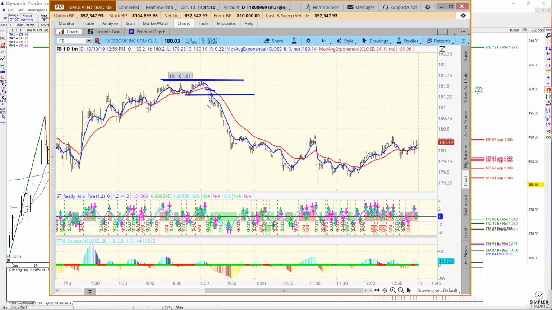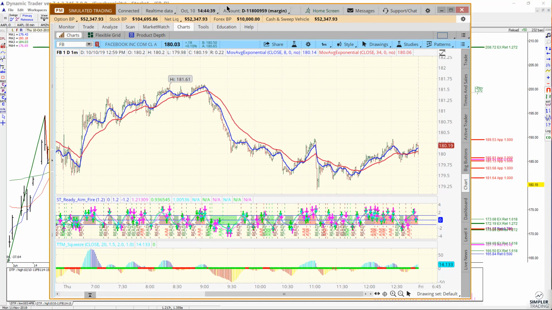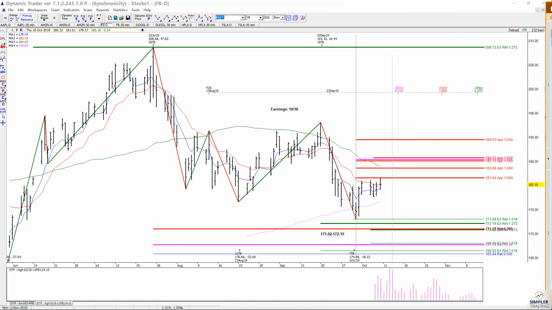So you could take the short, buy some puts, whatever, and then your initial risk would be just above this high or above the high end of the zone, depending on what you're looking at. So that's one example of how to use the levels, or a single level even, with a 1 minute or 2 minute chart for day trading.